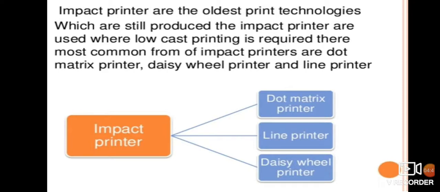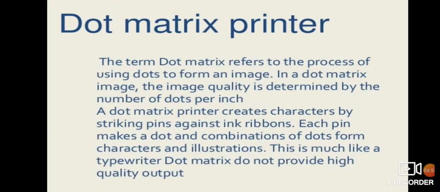The most common forms of impact printers are dot matrix printers, daisy wheel printers and line printers. Now we will understand them one by one. The term dot matrix refers to a process of using dots to form an image. In a dot matrix image, the image quality is determined by the number of dots per inch. How many dots are produced by a printer per inch? A dot matrix printer creates characters by striking pins against an ink ribbon. Each pin makes a dot and a combination of dots forms characters and illustrations.